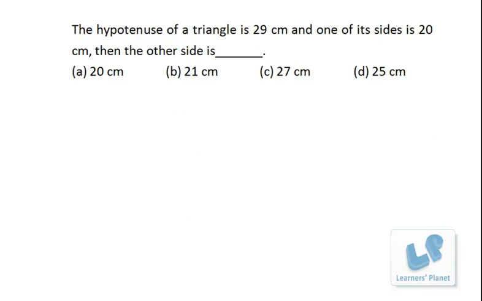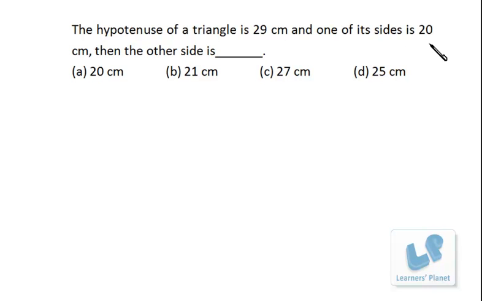Now let's take this simple problem. The hypotenuse of a triangle is 29 centimeter and one of its sides is 20 centimeter, then the other side is? Quite a simple problem. We have already discussed the concept of right angle triangle and Pythagoras theorem in our previous sessions. So I would just suggest you pause the session and try the problem on your own, and that too without paperwork.